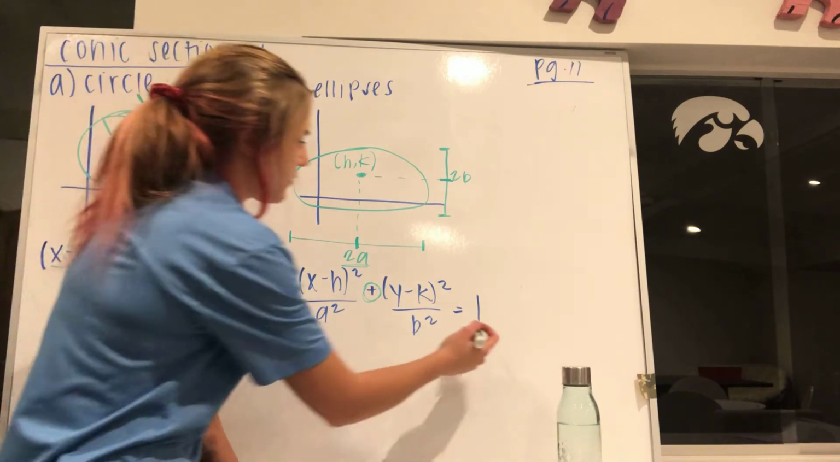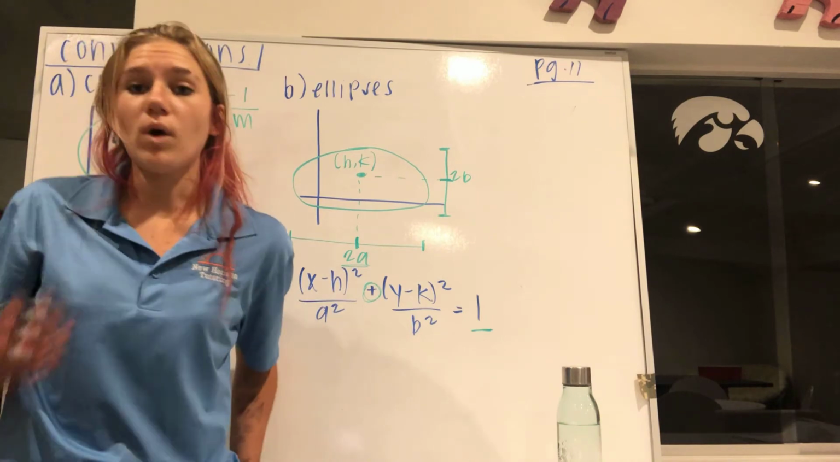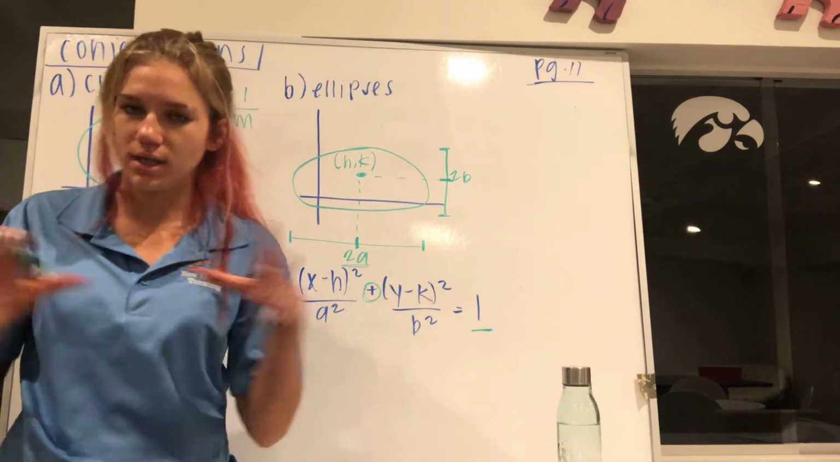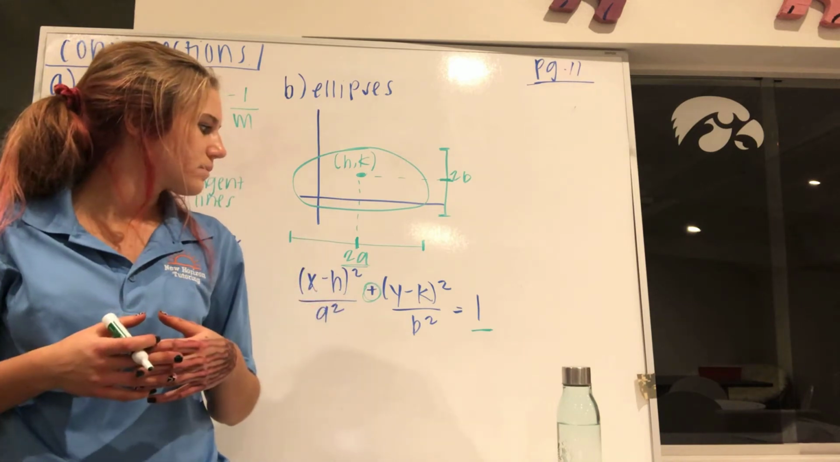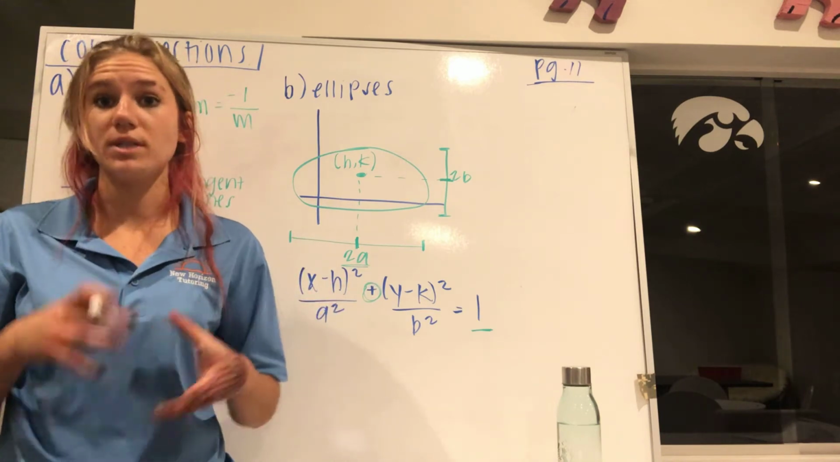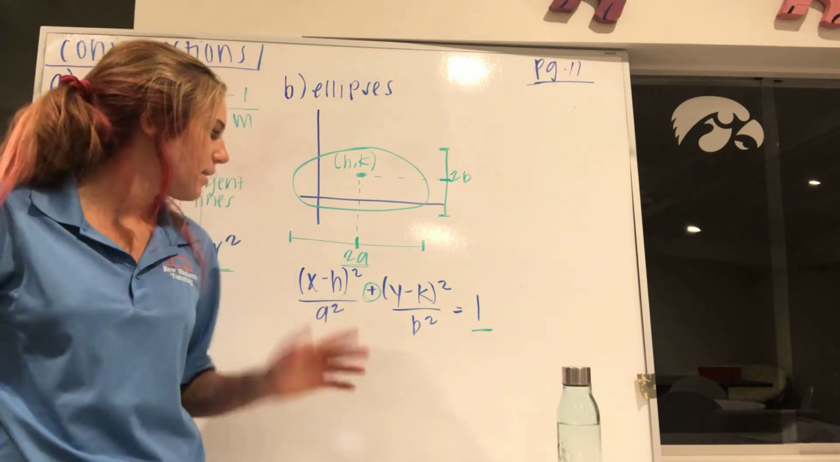And then another difference that you'll notice is that this is always going to be set equal to 1. No matter what our ellipse looks like, where it's positioned on the xy axis, how big or small it is, it's always going to be equal to 1, which is kind of nice, right? Just standardizes it a little bit.